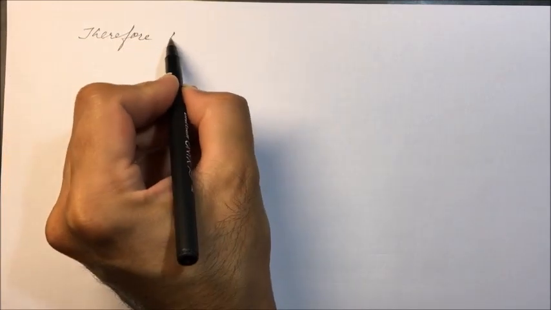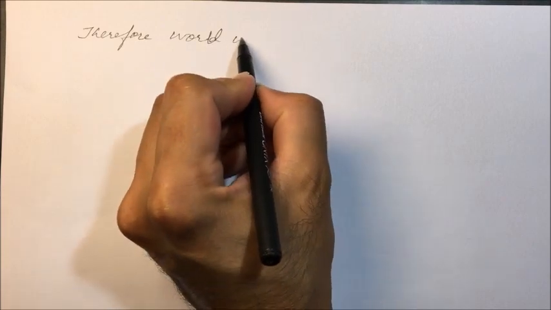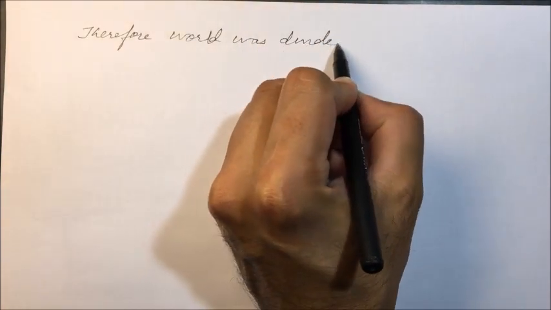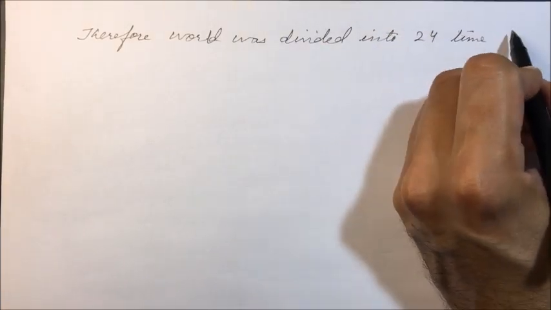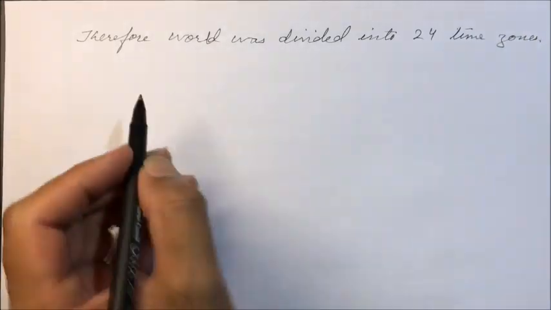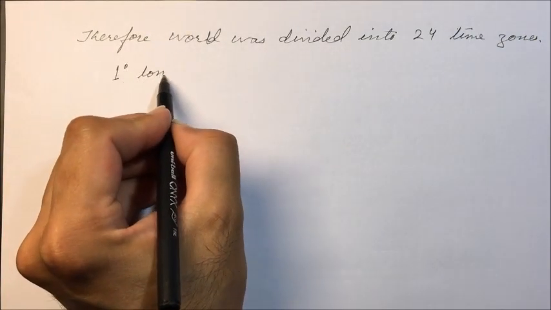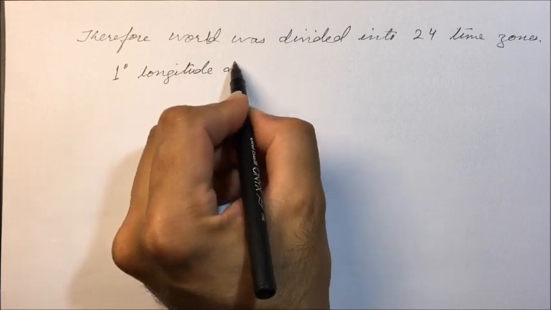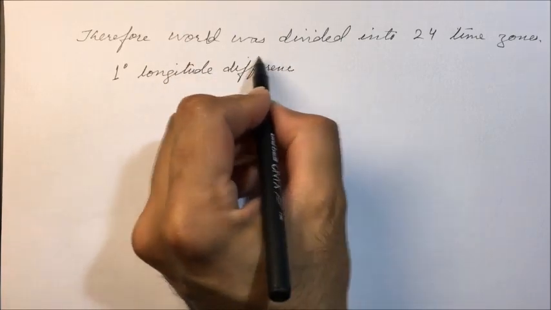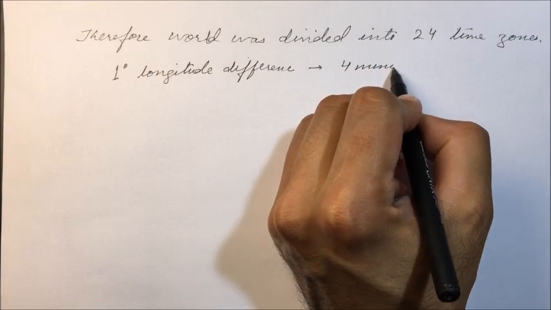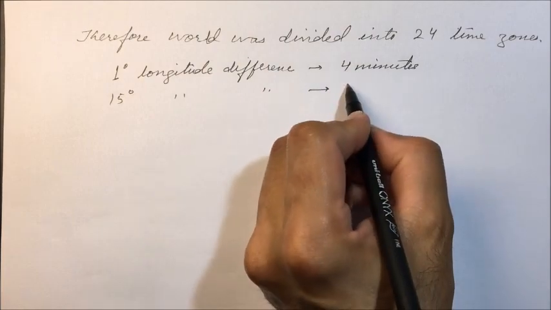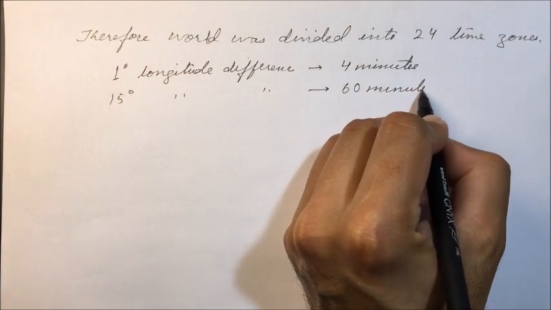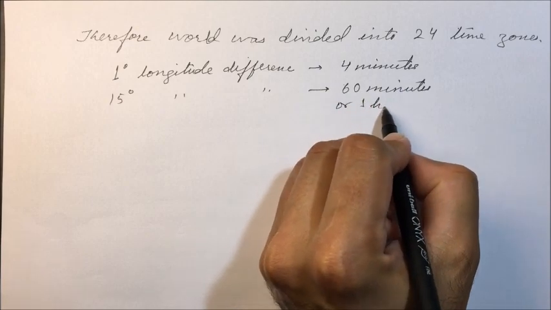Therefore, the world was divided into 24 time zones. As we have discussed, 1 degree longitude difference is 4 minutes. A 15 degree longitude difference will be 60 minutes or 1 hour.